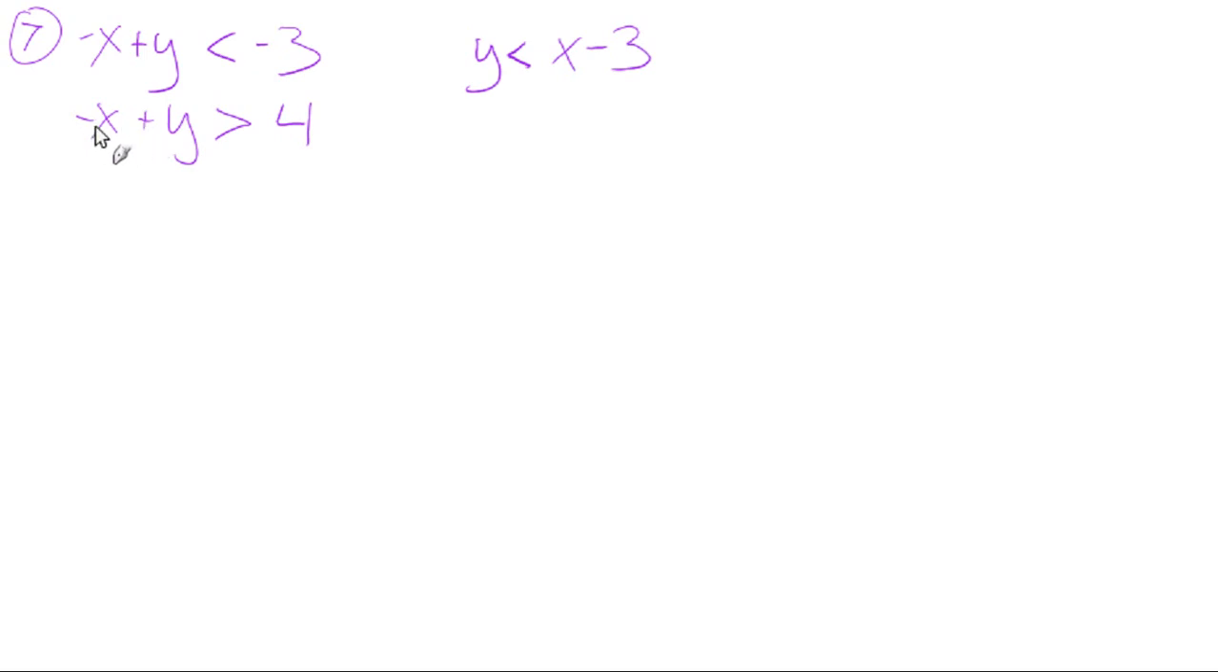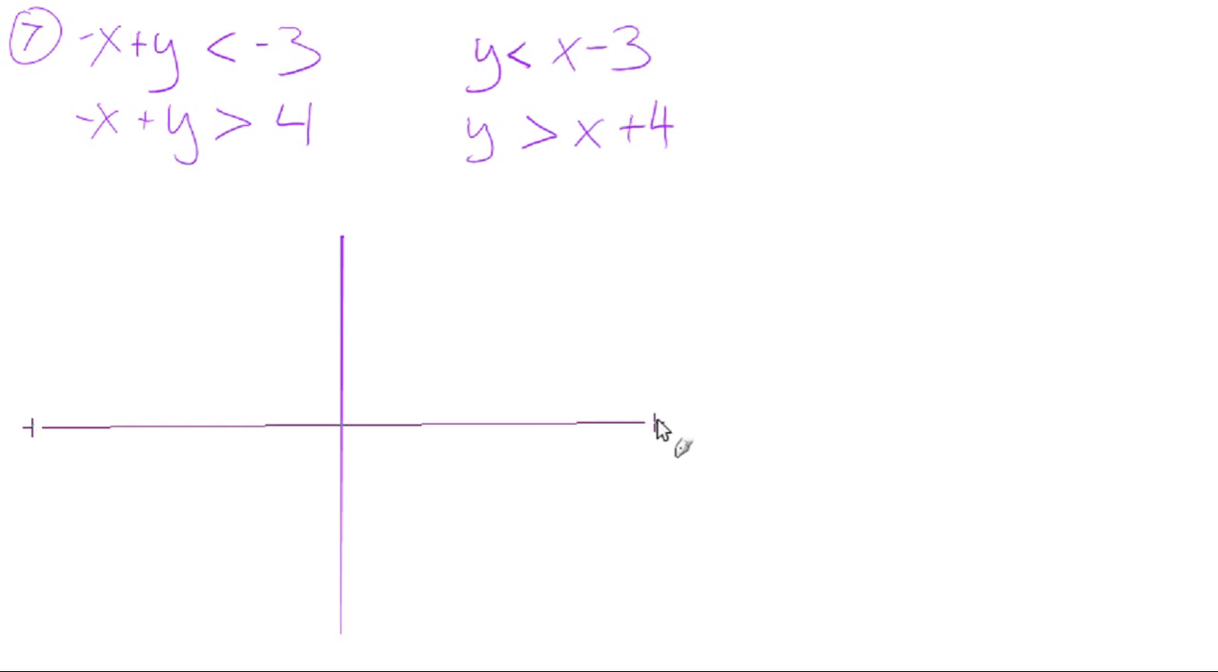Okay, this one will add x to both sides as well. This will be y is greater than x plus 4. And now we graph them both. This can get pretty confusing, so we'll use green for that one. We'll use red for this one.